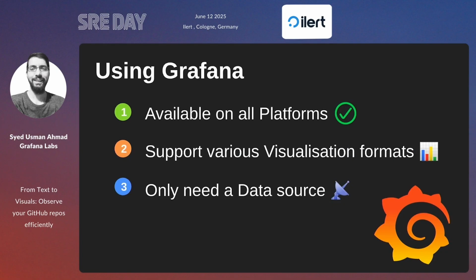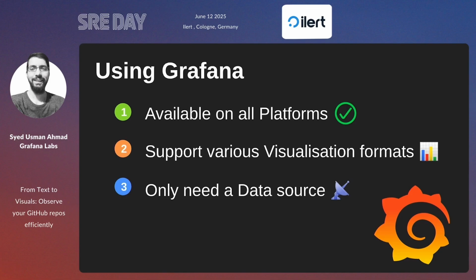For me, actually, it's Grafana. I think some people already know about Grafana, but I will go very quickly. So it is available on all sorts of platforms. You can run it on Docker, Kubernetes, local machine, even on Raspberry Pi. It supports various visualizations built in, or you can use community ones as well. And you only need a source of data.